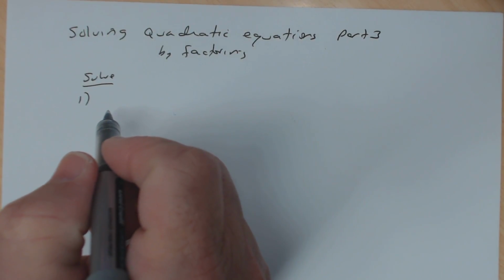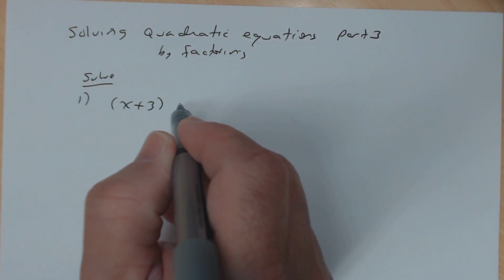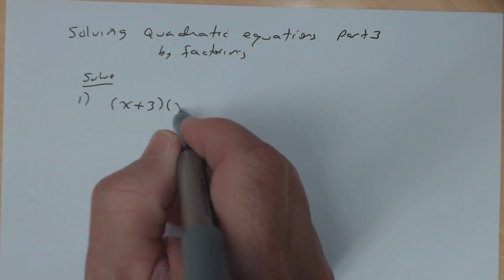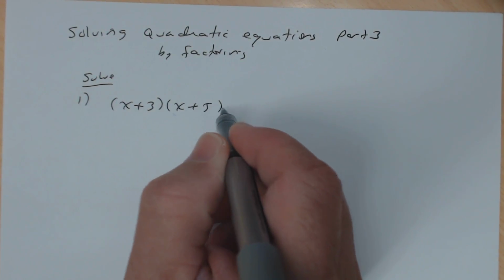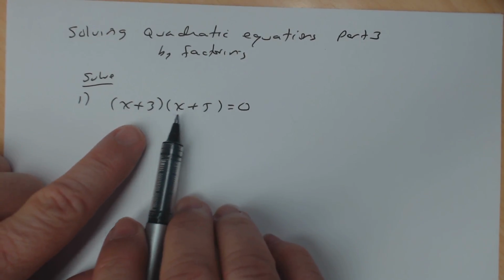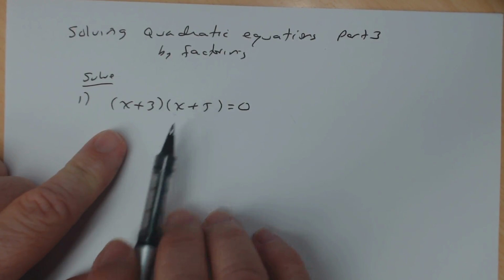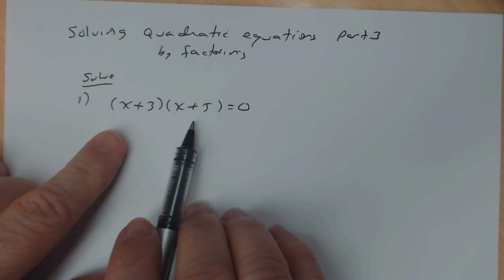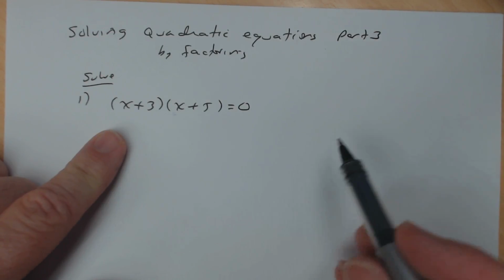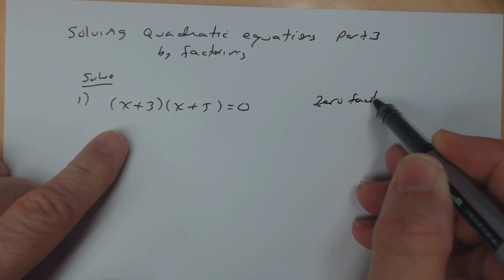Number one, let's say we had x plus 3 times x plus 5 equal 0. Okay, so if you look at this, you have two factors that are being multiplied together. So x plus 3 times x plus 5. And so since you have two factors being multiplied together, remember you can use what's called the zero factor property.